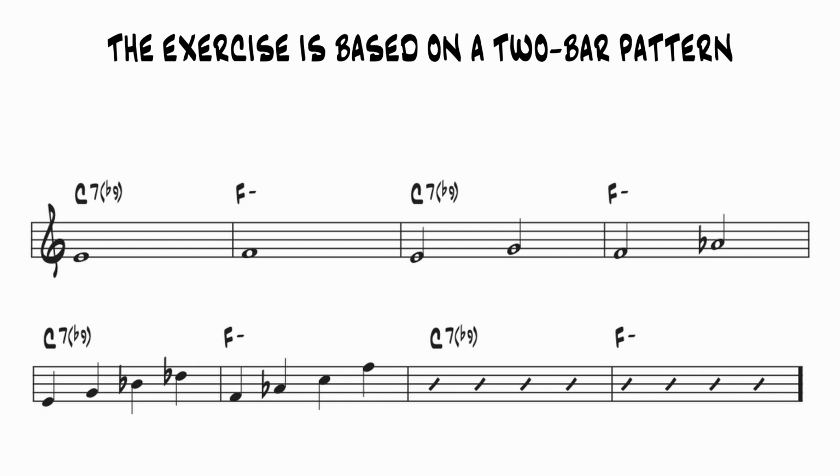The exercise is based on a 2-bar pattern, 1 bar of the 5, a dominant 7 flat 9 chord, and 1 bar of the 1, a minor triad. It works as well with a 1 major triad, but I think it's easier to hear if you use minor.